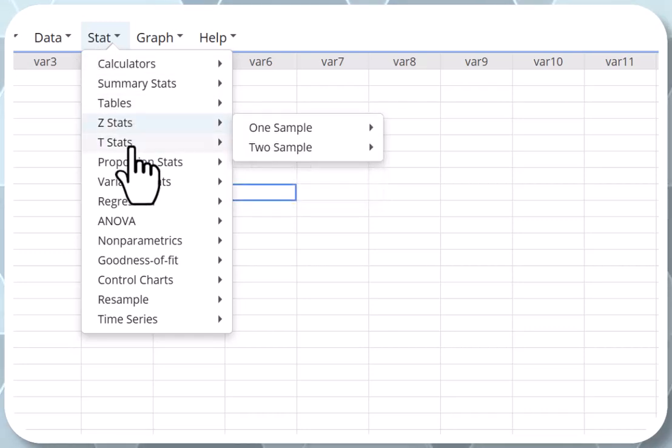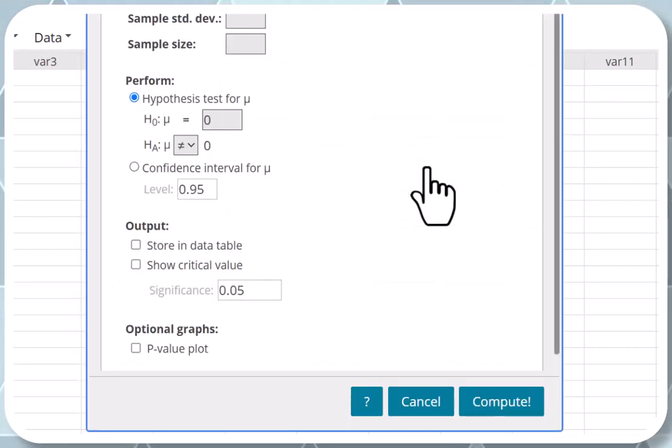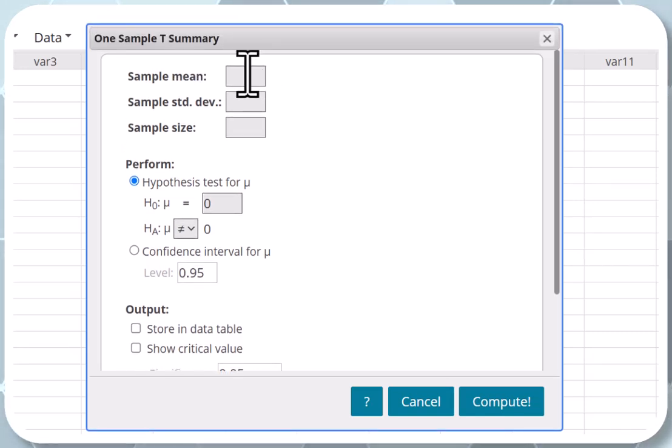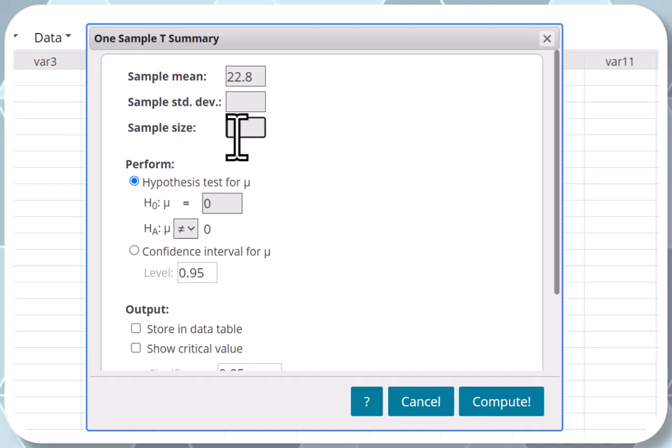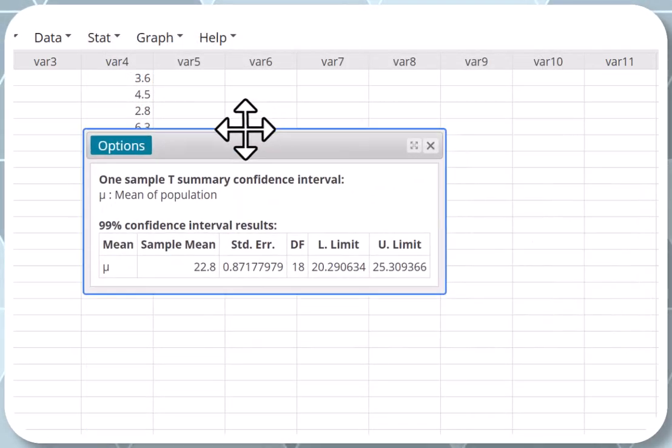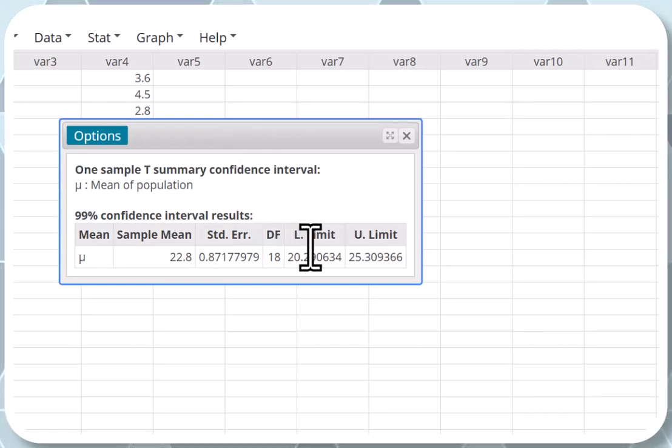So we can do that here. Stat, T-stats, one sample with summary, 22.4. Sample size is 19. Standard deviation is 3.8. And the confidence level is 99. Okay, that's the interval. With 99% confidence, we can say that the true mean is between 20.29 and 25.31. Okay, next question.